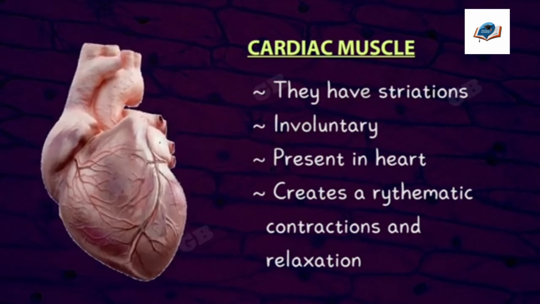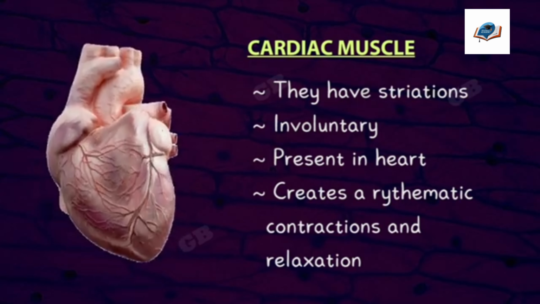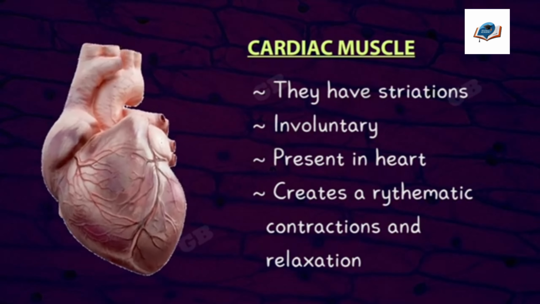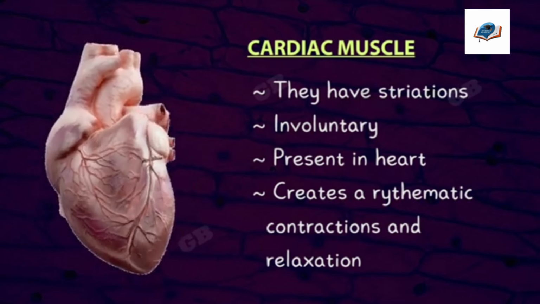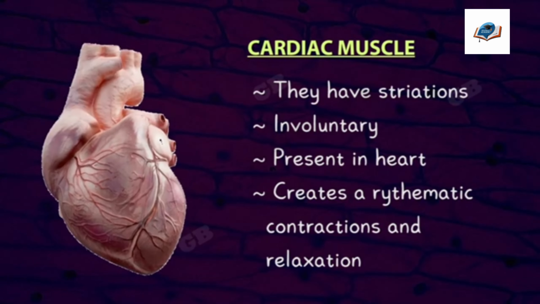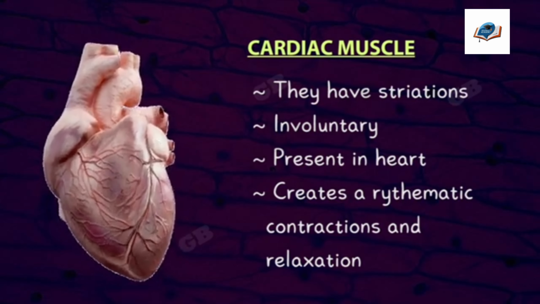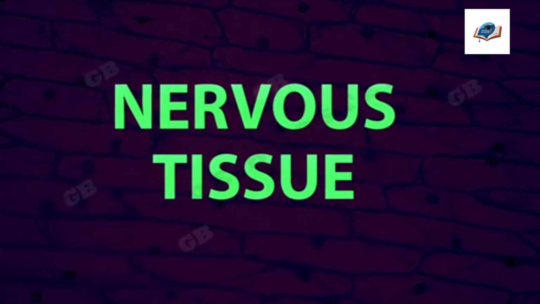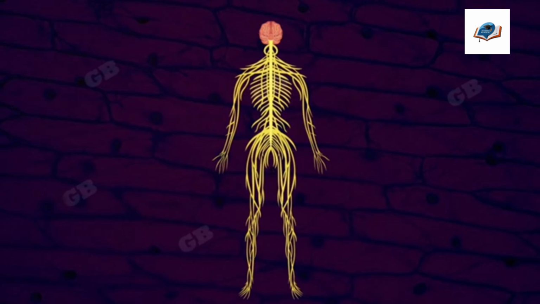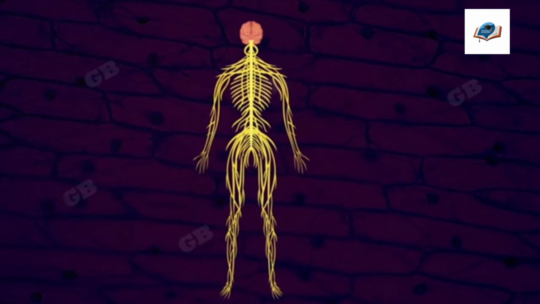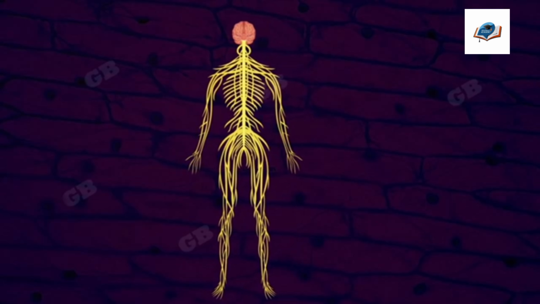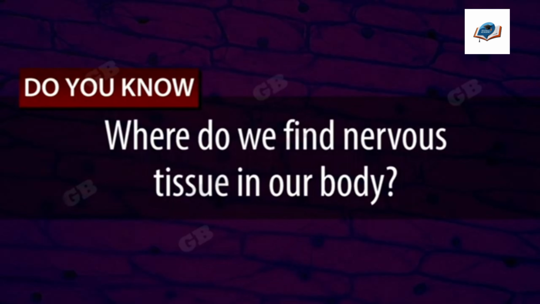Cardiac muscles are found only in the heart. The cardiac muscle produces the rhythmic contraction and relaxation of the heart, allowing it to pump blood effectively throughout the body. Next, nervous tissue. Nervous tissue is essential for transmitting signals throughout the body, allowing coordination and response to stimuli.